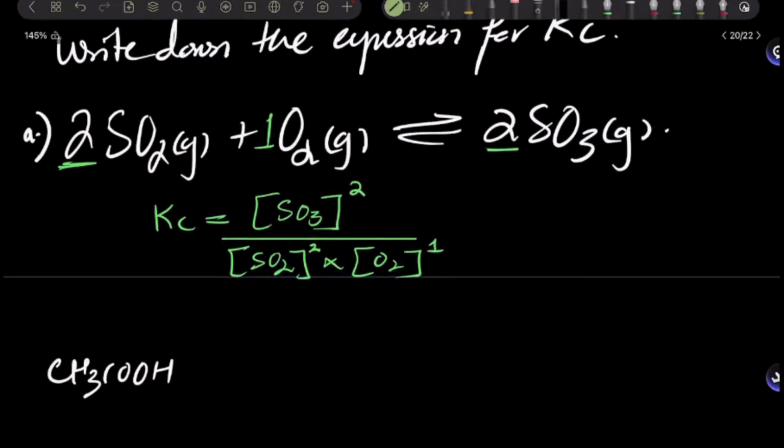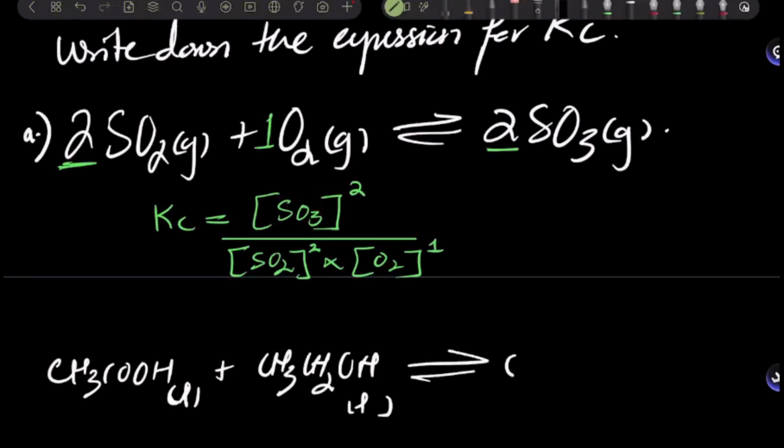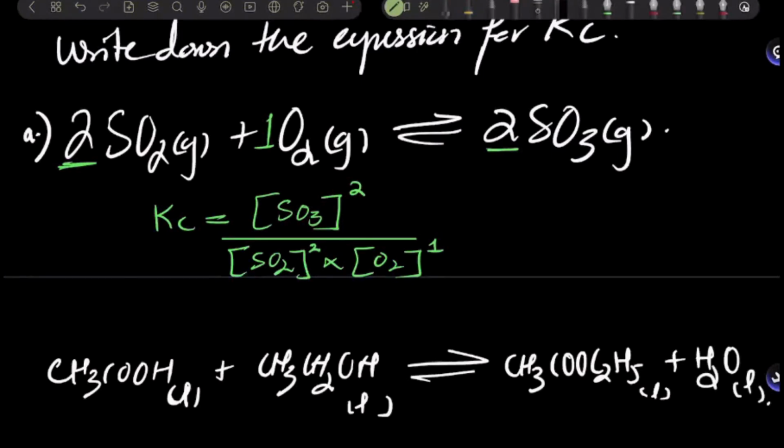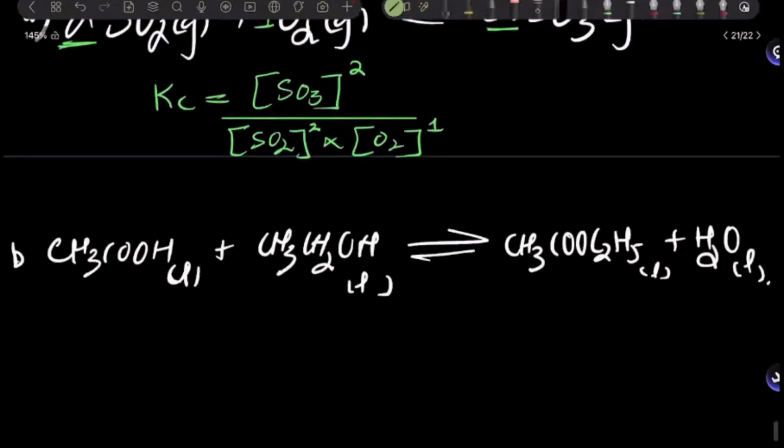It's a homogeneous equilibrium. So CH3COOH liquid plus CH3CH2OH liquid goes into CH3COOC2H5 liquid plus H2O liquid. Now this reaction is at equilibrium. I need to write the expression for the equilibrium constant for this. This is a balanced equation, so this is 1 mole, this is 1 mole, this is 1 mole, and this is also 1 mole.